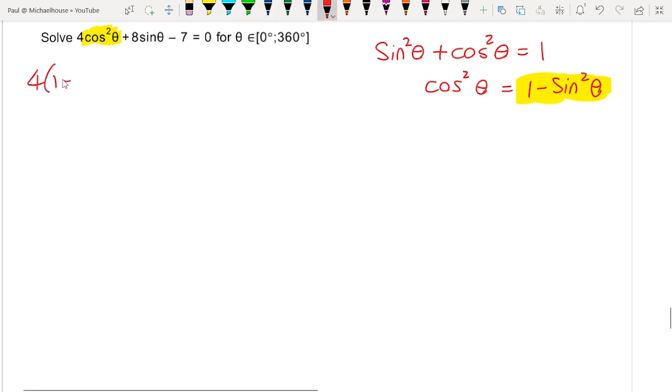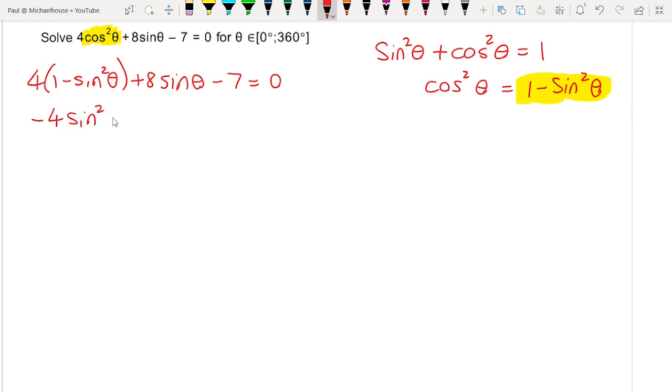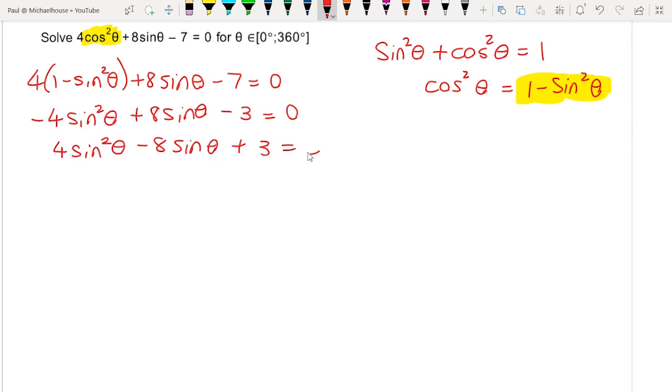So I've got 1 minus sine squared theta plus 8 sine theta minus 7 equals 0. So we end up with negative 4 sine squared theta plus 8 sine theta minus 7 plus 4 is minus 3 equals 0. Let's divide everything through by a negative 1. So we're going to get 4 sine squared theta minus 8 sine theta plus 3 equals 0.